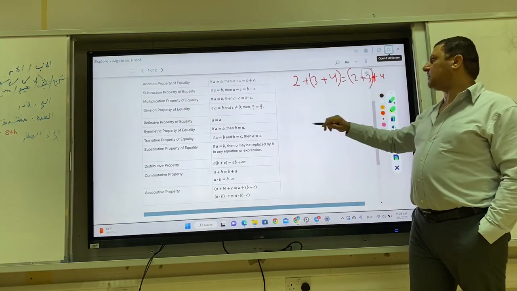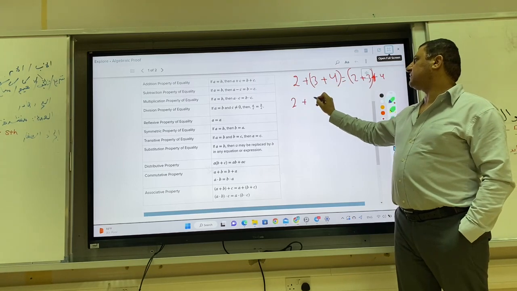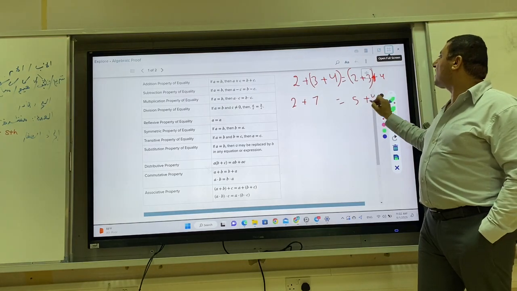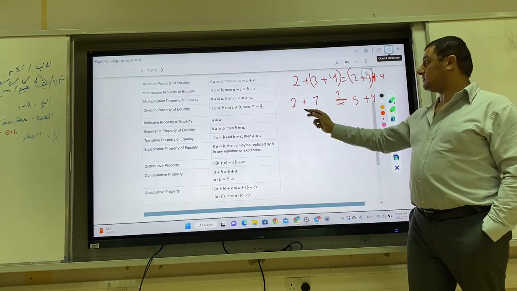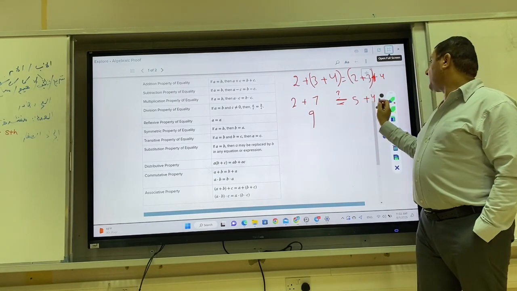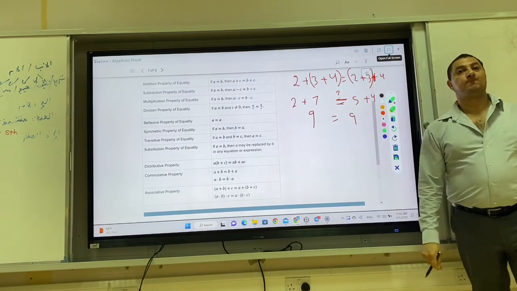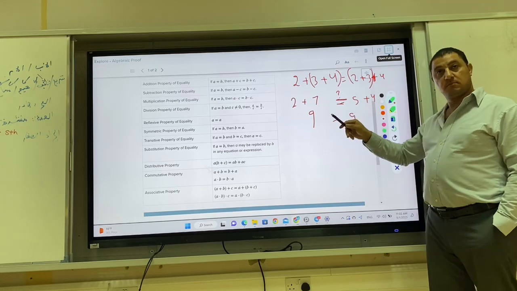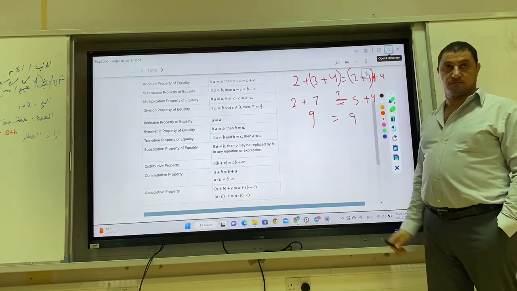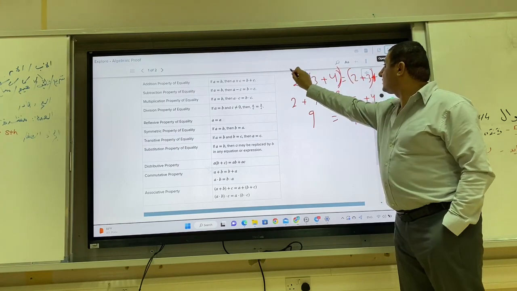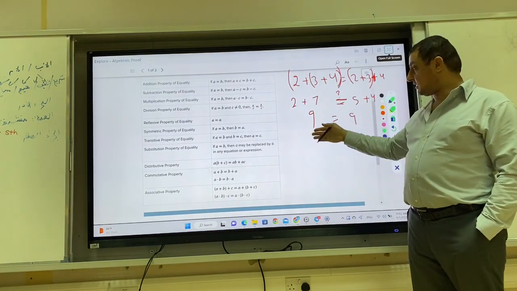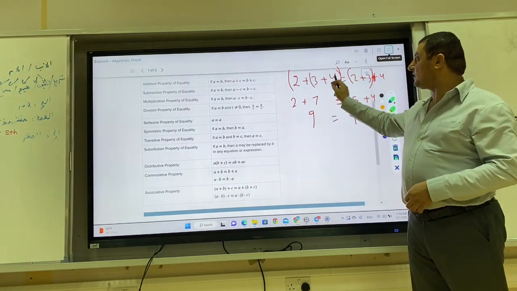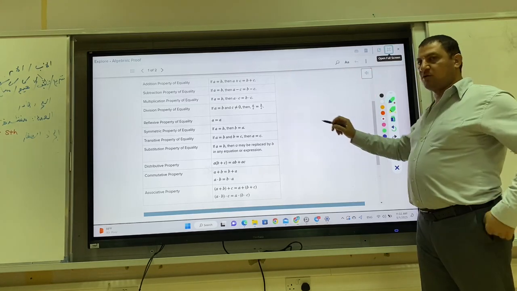To make sure, you can simplify: 2 plus 3 and 4 are 7, and here, 5 plus 4. Are they equal? Let's see. 2 plus 7 and 5 plus 4. So feel free to place the parentheses anywhere if it has addition. You can also make it like this, 2 plus 3 plus 4. So placing the parentheses anywhere is applicable whenever you have addition, but not with subtraction.